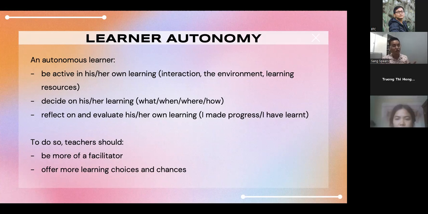And for the teacher, you should guide them through their path of learning instead of playing monopoly, like being the only provider of knowledge in the classroom. You should step a little bit aside, guide them and facilitate their learning, and create and design activities that can be meaningful to your students as well. And finally, offer more learning choices and chances for their learning.